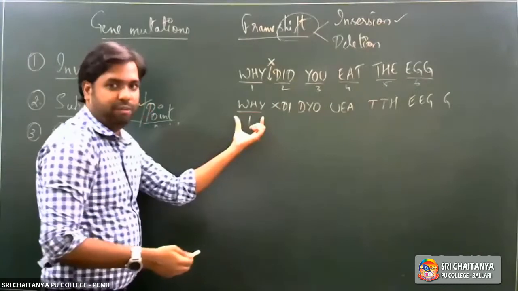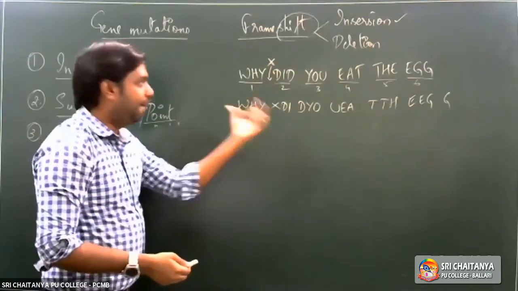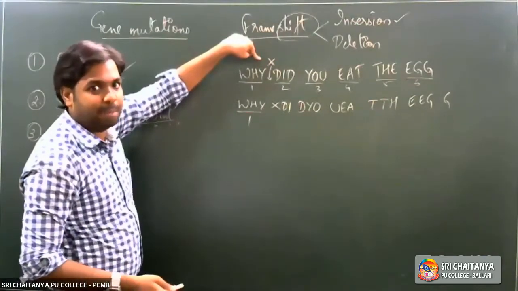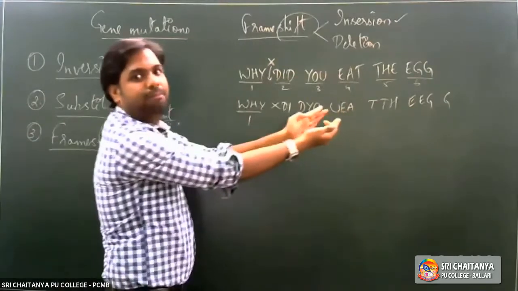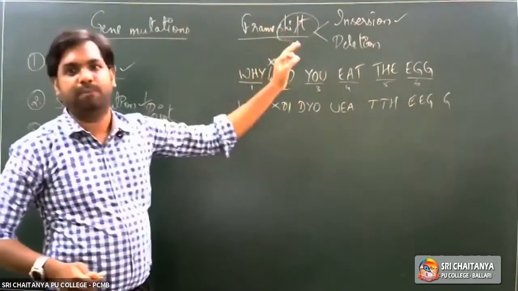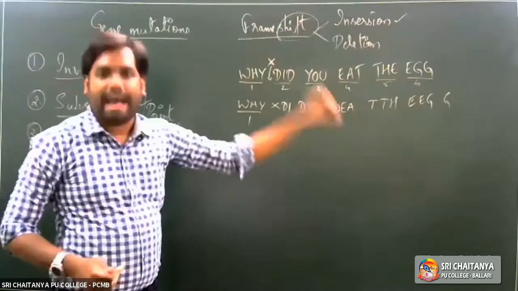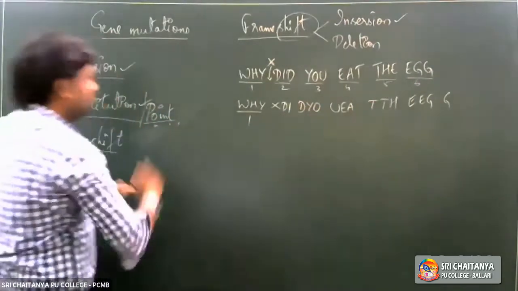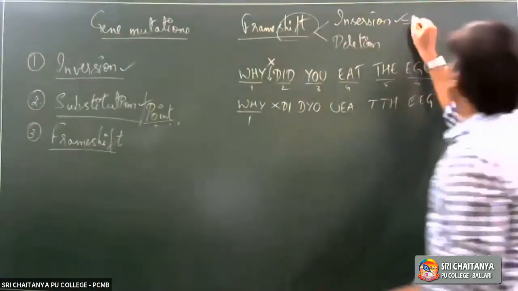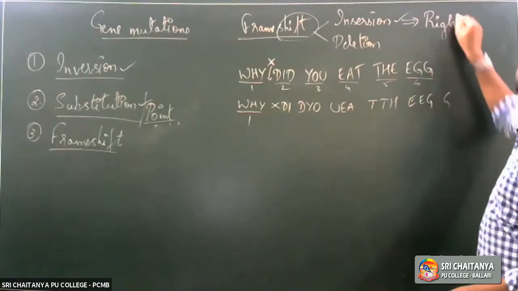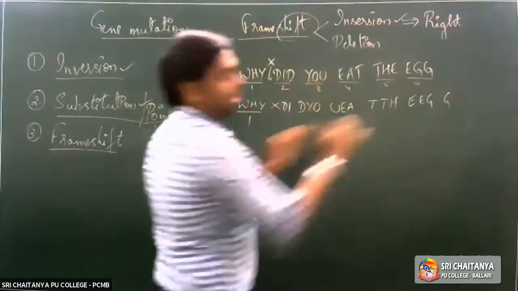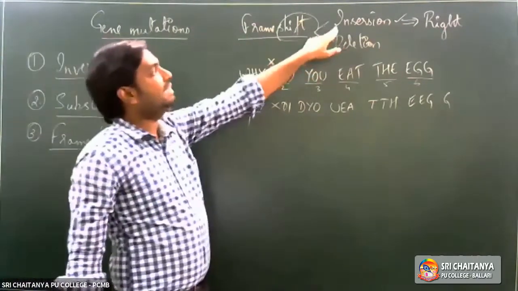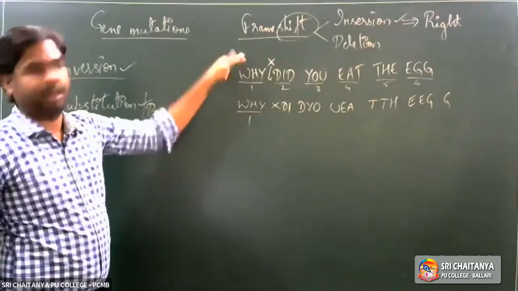So this is one frame. The first frame is unaffected, but due to insertion of one nitrogenous base, what exactly is happening? The frame has been shifted towards the right. So this is very important what you need to remember. When a nitrogen base is added, the frame always shifts towards the right. So insertion always leads to the shifting of the frame towards the right. So this is the first type of frame shift mutation what we have, which we call insertion type of frame shift. Right.